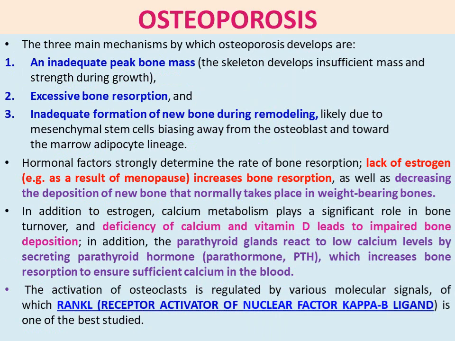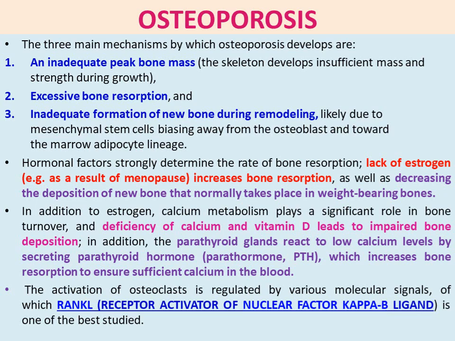Then the three main mechanisms by which osteoporosis develops, so this also comes under the pathogenesis of osteoporosis. First is inadequate peak bone mass. Due to this, osteoporosis happens. The skeleton develops insufficient mass and strength during growth. So bone mass synthesis is decreased, first point.